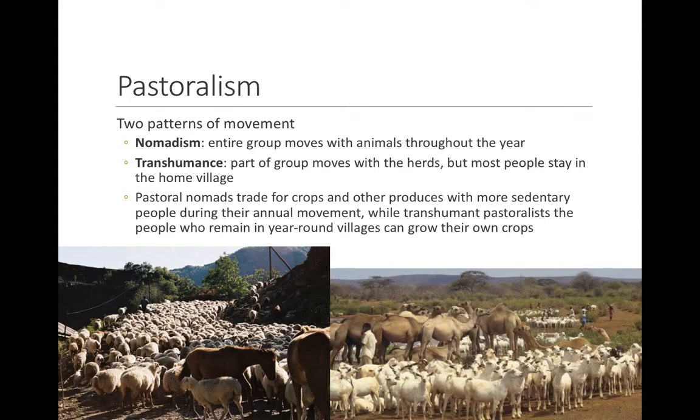So these two patterns of movement of pastoralists include nomadism, where the entire group moves with the animals throughout the year, and transhumance, where only part of the group moves with the animals throughout the year. The rest of the group stays back in home villages. And what we get then are, at the home village, periodic festivals that celebrate whatever it is that we heard in terms of making a living. And so the picture on the right represents nomadic pastoralists who are moving the entire herd, all of their goats, all of their camels.